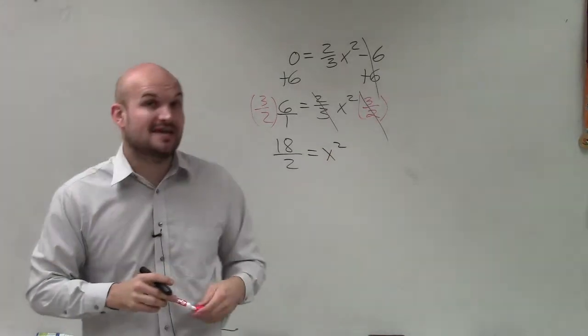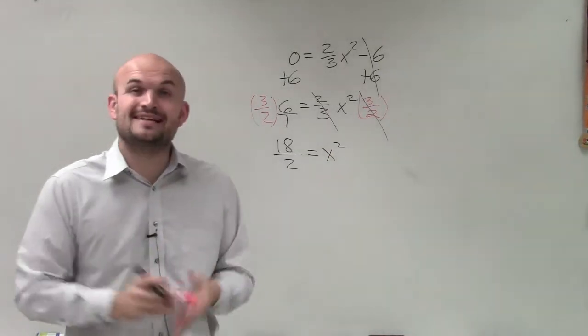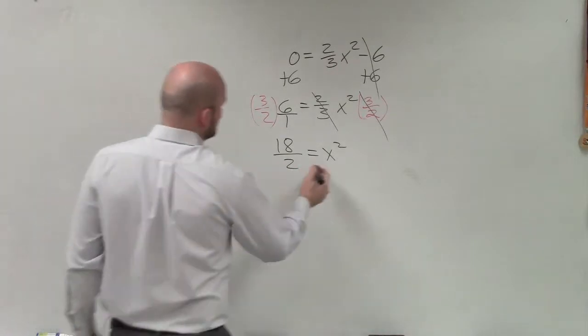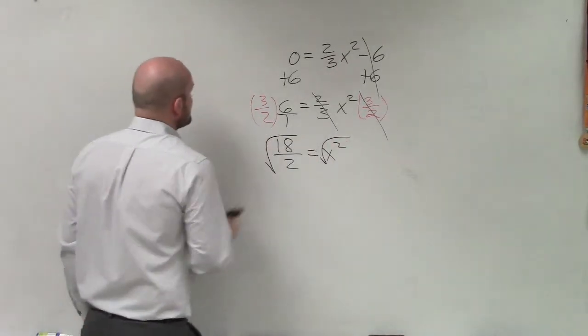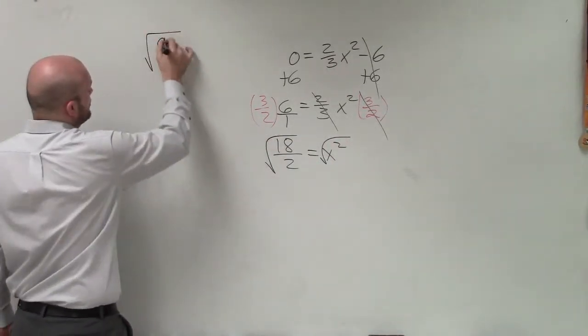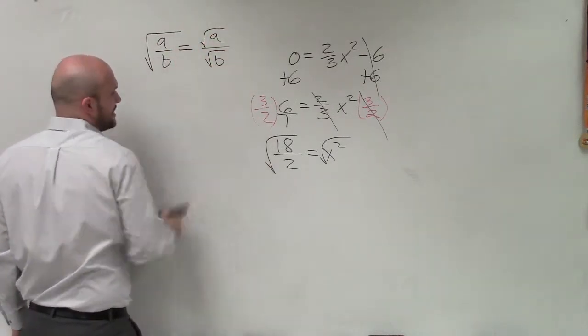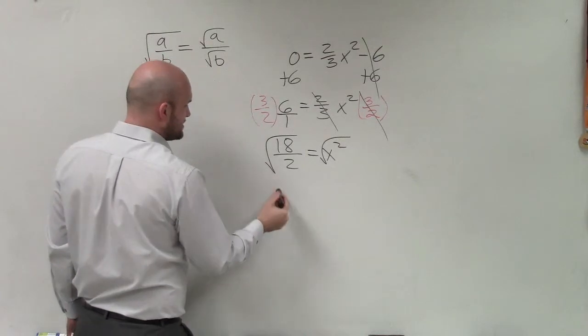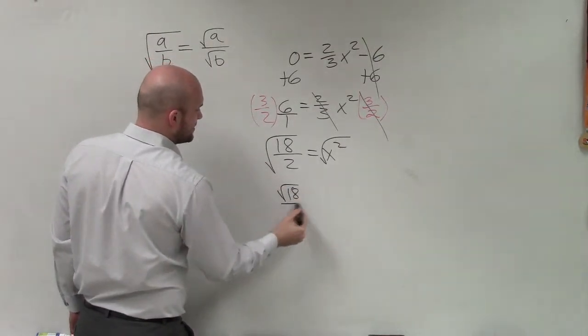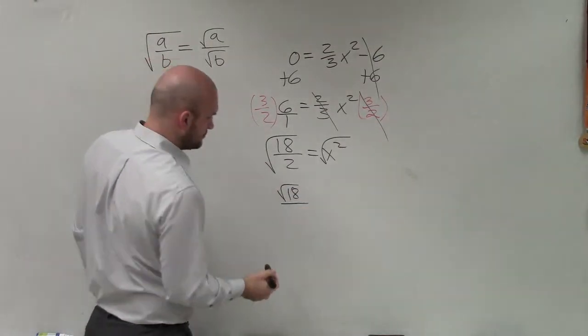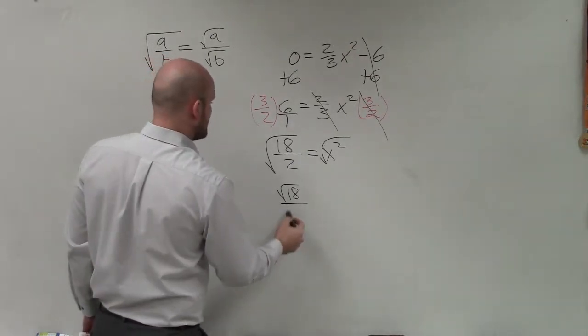But now I still need to isolate the variable, because now my variable is x squared. I need to solve for x. So the next thing I'll do is take the square root. And it's really important to understand that when I take the square root of a fraction, that's equivalent to the square root of a over the square root of b. So now I can rewrite this as the square root of 18 over the square root of 2.